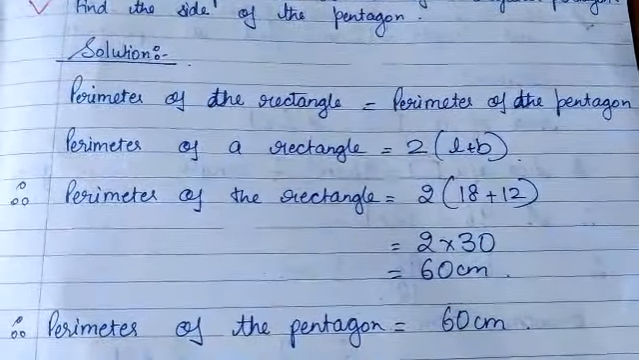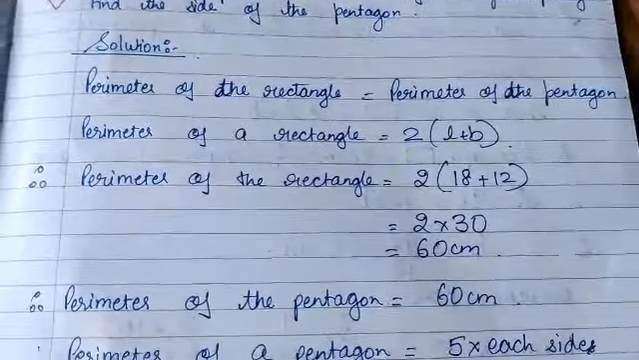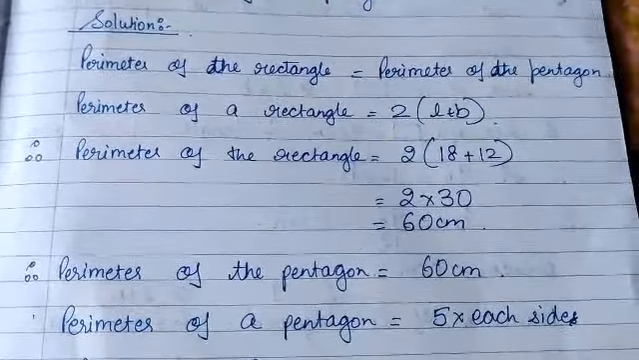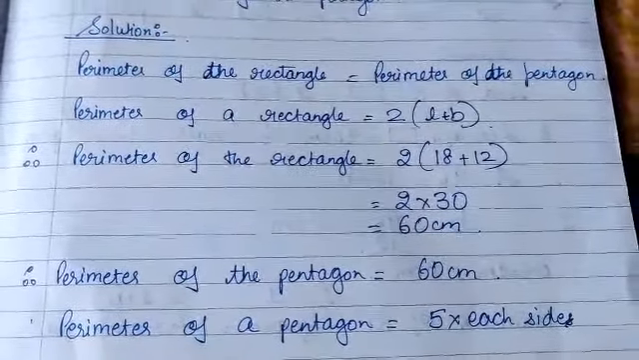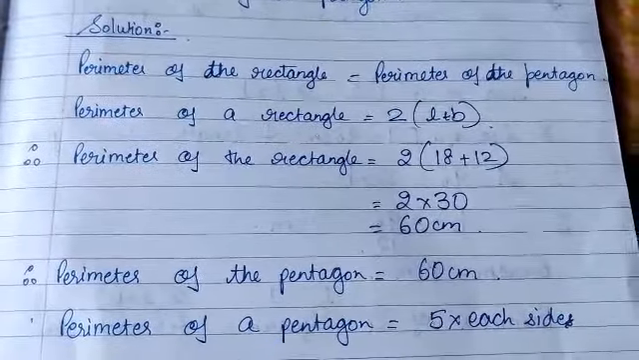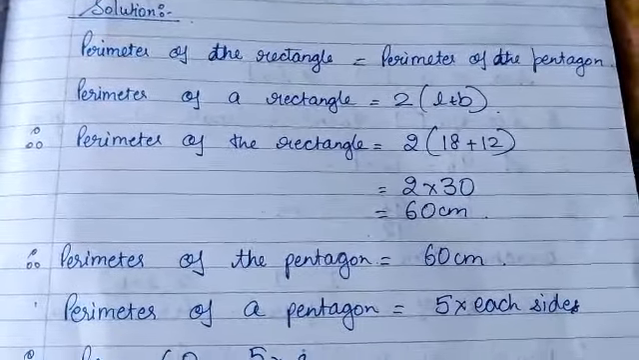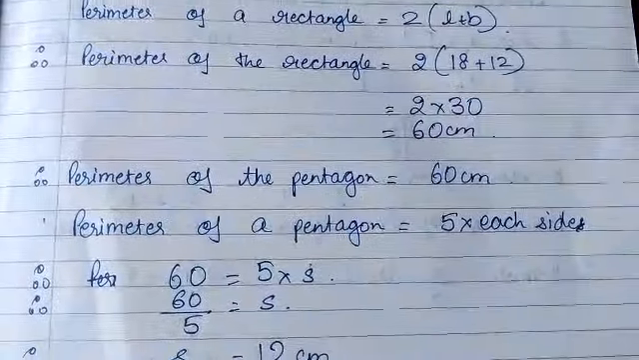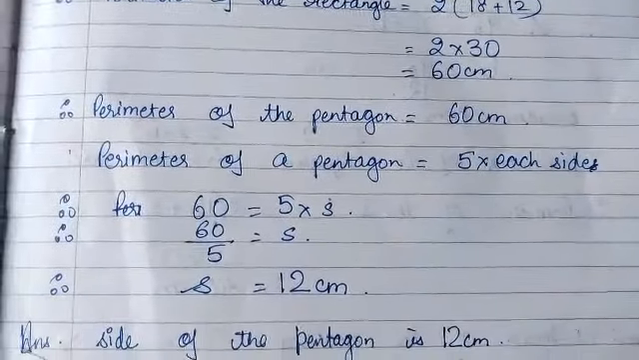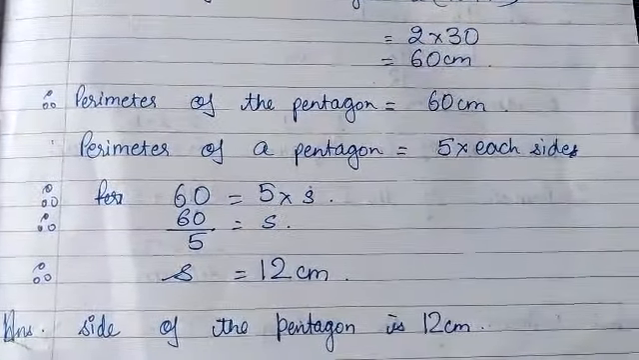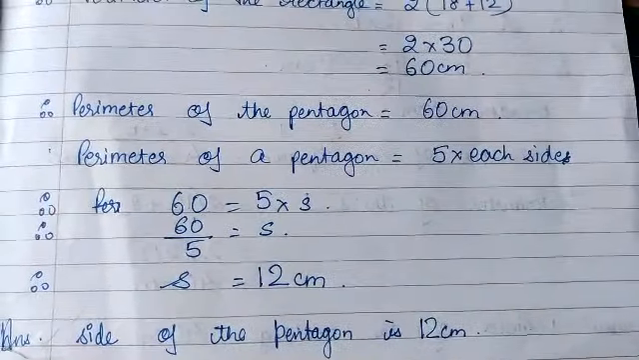Perimeter of a pentagon is same, 60 centimeters. A pentagon has 5 sides, so perimeter of a pentagon will be 5 into each side. On substituting the values, we get the side as 12 centimeters. So the side of the pentagon is 12 centimeters.